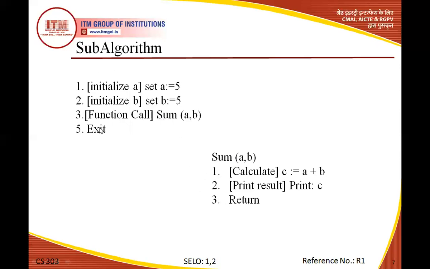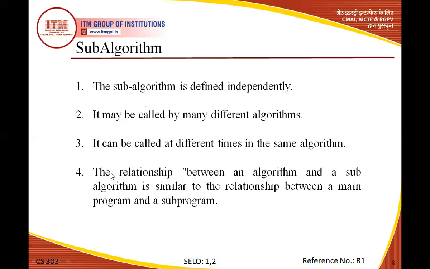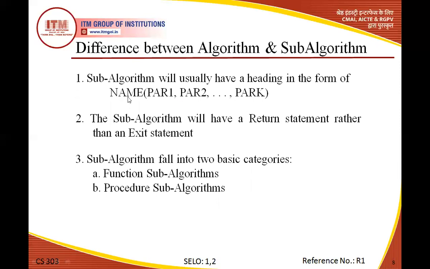In an algorithm, we have an exit statement. After that, we have to quit from the main algorithm. So this is the simple thing. I think all of you understand. The sub algorithm will have a return statement rather than exit. Sub algorithm has a return statement, and the main algorithm has an exit statement.